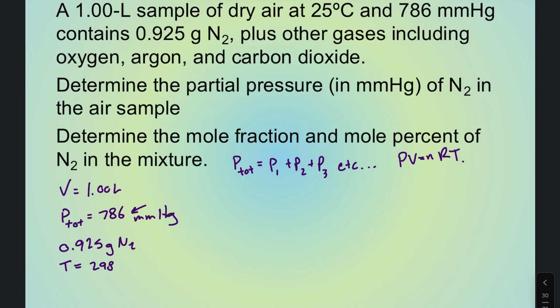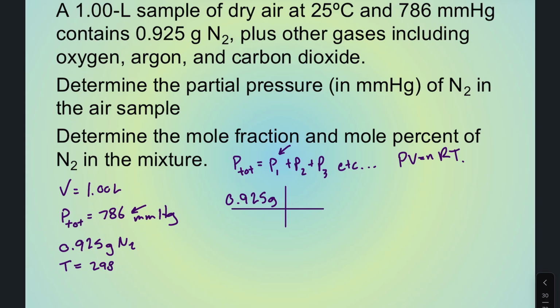So what we want to do first is we need to find the pressure that's just due to nitrogen. And so that'll probably be something like this. It doesn't matter really what the other ones are. But what we can do first is we can see how many moles of nitrogen we have. And so what we'll do is we will say 0.925 grams.